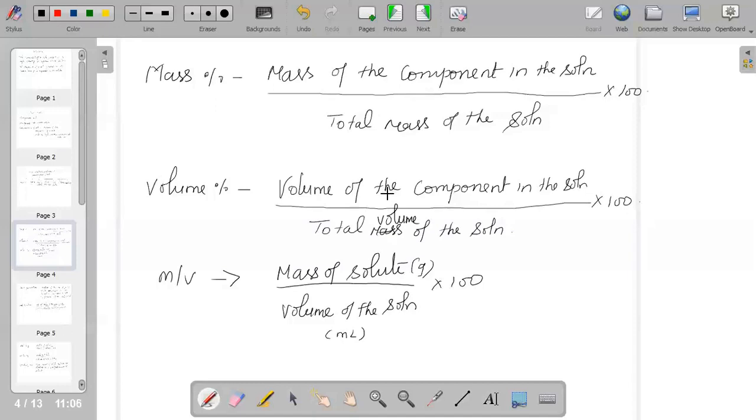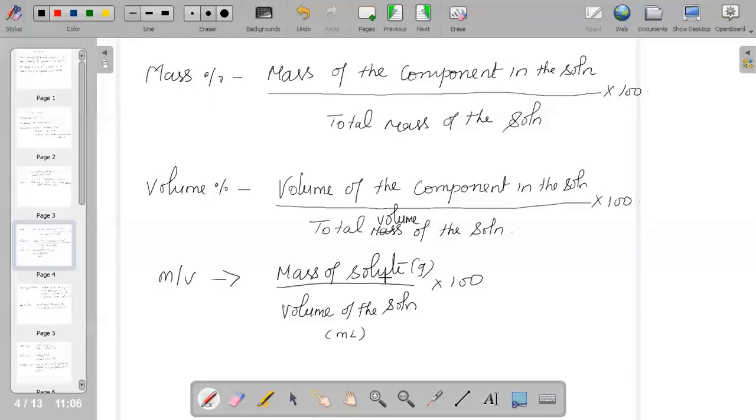If I want to calculate the volume percentage of ethanol, for example in a 100 ml solution containing 10 ml of ethanol, we say volume of ethanol in the solution divided by volume of the total solution, into 100.